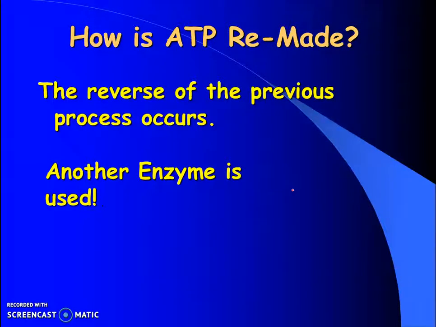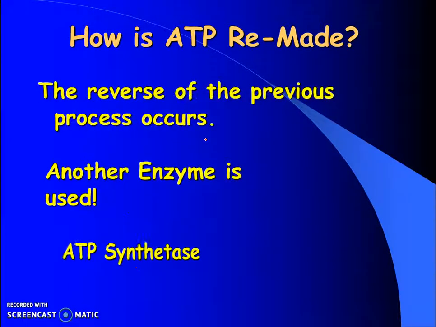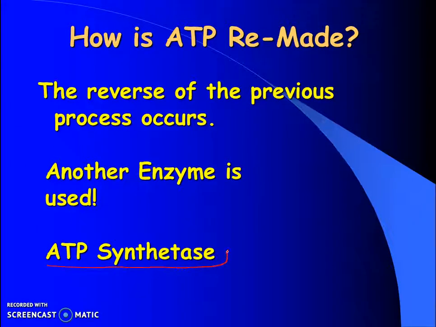Now, continuously you need energy to do various activities, and you need to make ATP in your body or in the cell. So how is ATP remade, or how is ATP made? The reverse of the previous process, in which you saw that ATP gets converted into ADP by the enzyme called ATPase. The opposite of that is there is another enzyme which is called ATP synthetase.